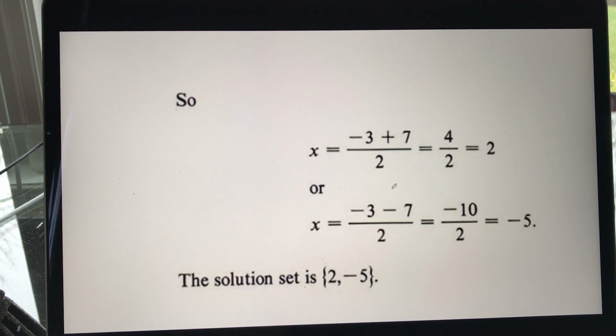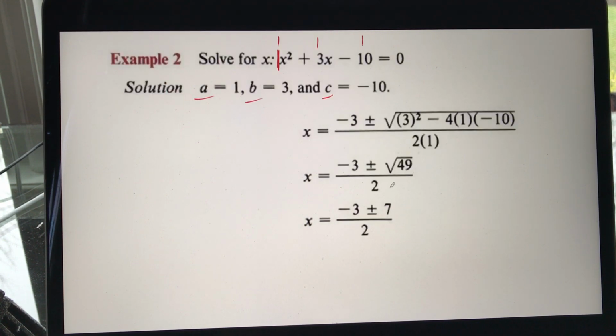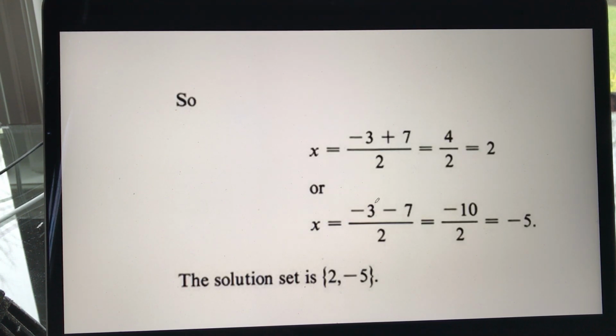So remember, I have two possible answers. The quadratic formula kicks out this plus minus. I break it into two steps. I do the plus part and I get an answer, and I do the minus part and I get an answer. So it's kicking out two answers. And these would be my two solutions here.